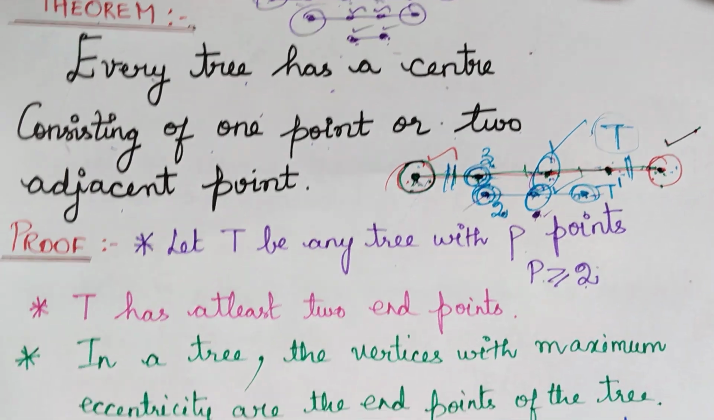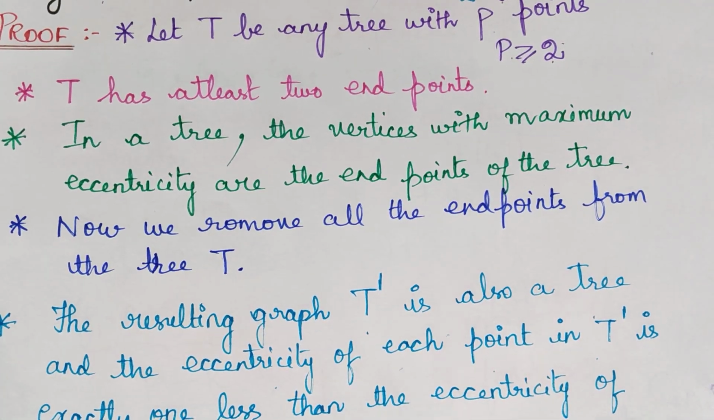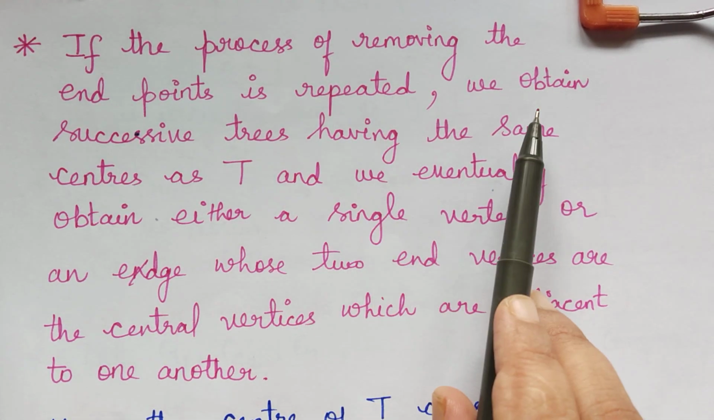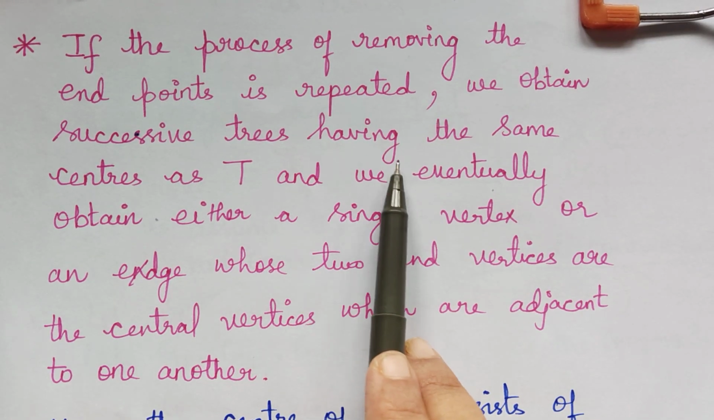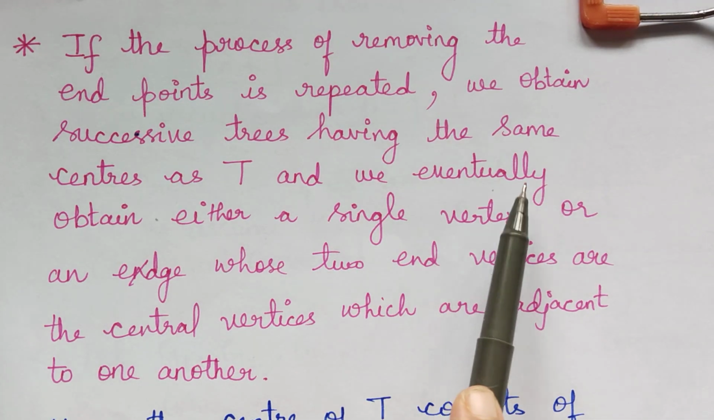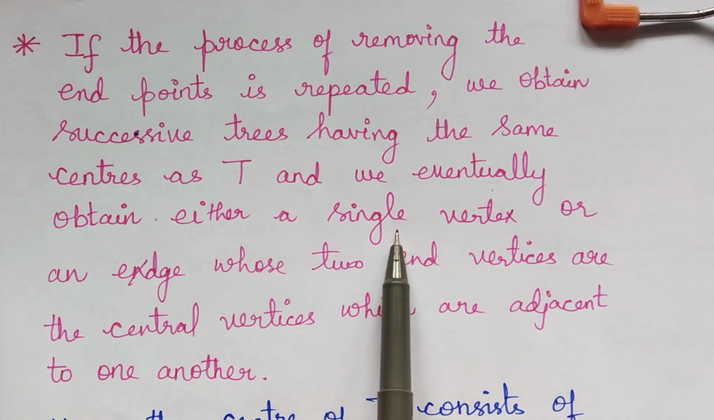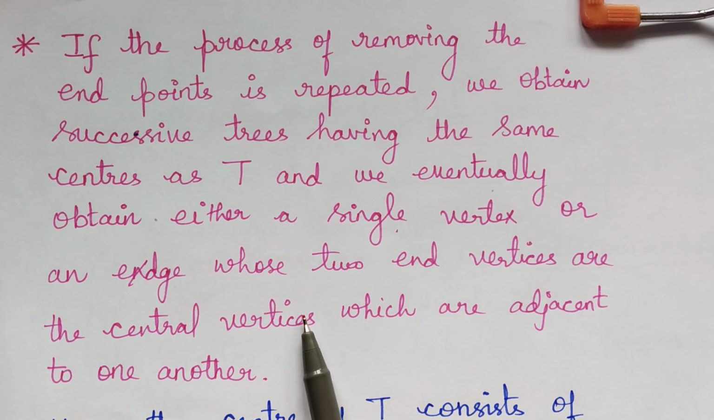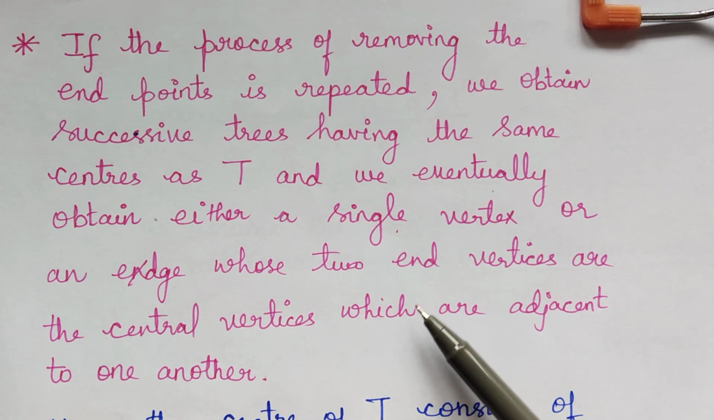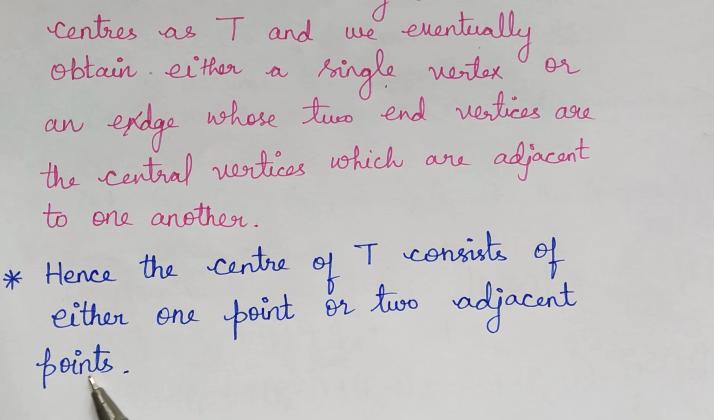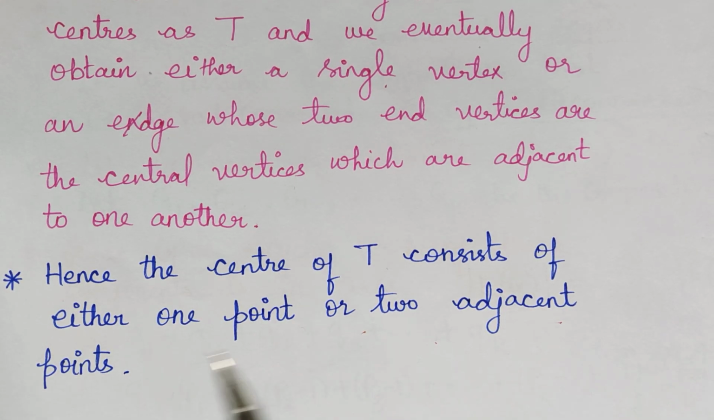So that is the theorem. Let me just put it into words. So I have written that here. If the process of removing the endpoints is repeated, we obtain successive trees having the same centers as the center of T. And eventually we obtain either a single vertex or an edge whose two end vertices are the central vertices, which are adjacent to one another. So that is what I explained to you. Hence the center of T consists of either 1 point or two adjacent points.